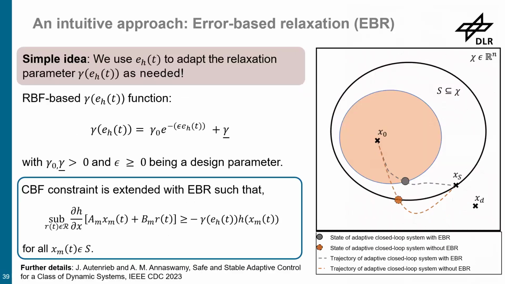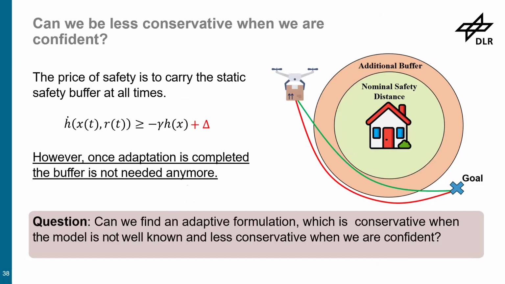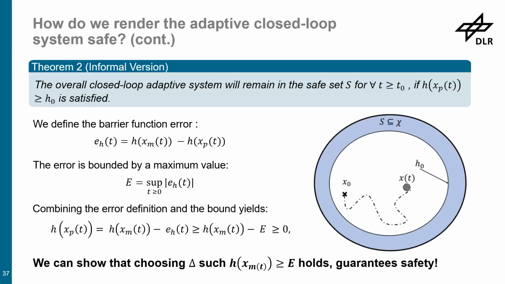Yeah. So actually, the idea for doing this is that if I have a mismatch and I didn't learn the model, I will have a barrier function error, right? So this is just the mismatch in safety between the reference model and the actual model.